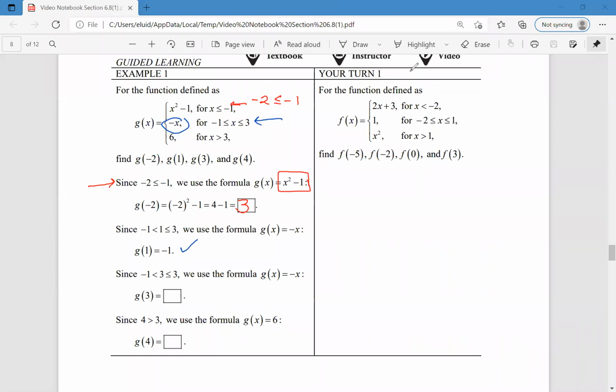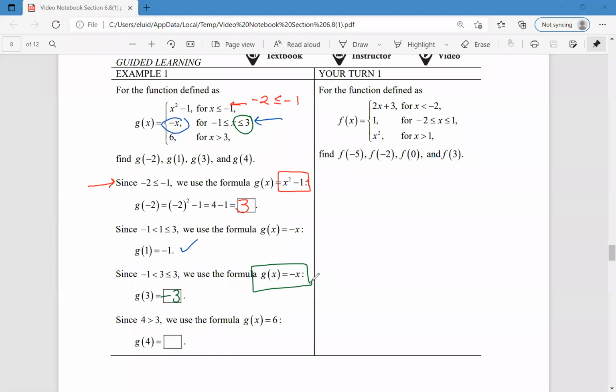All right, let's see, g of 3. So again, we get to use that middle interval one more time. 3 is between -1 and 3 because it's actually equal to itself. So it just barely fits into that interval. So we get to use that same formula. G of 3 is equal to -3 because we're just using this formula, g of x equals -x.